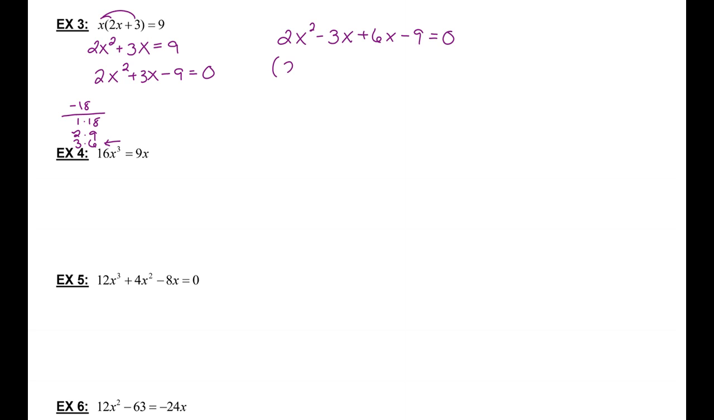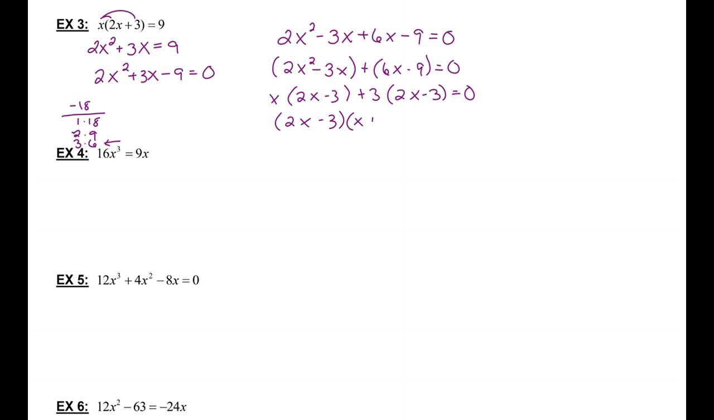And I'm going to group the first two terms together and the last two terms together and pull out a greatest common factor in each. So I get 2x minus 3 times x plus 3 equals 0. Since I'm done factoring, I'm going to set each factor equal to 0, and we're going to solve.